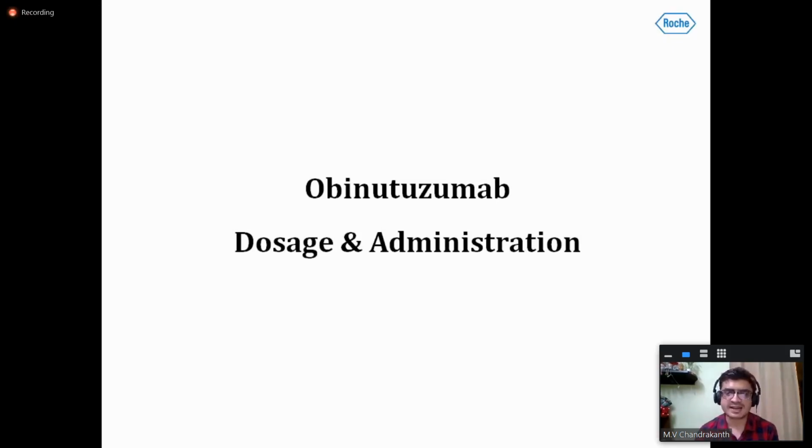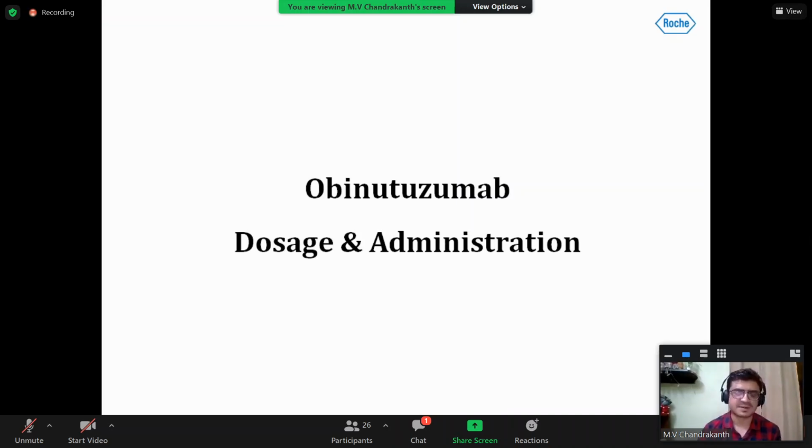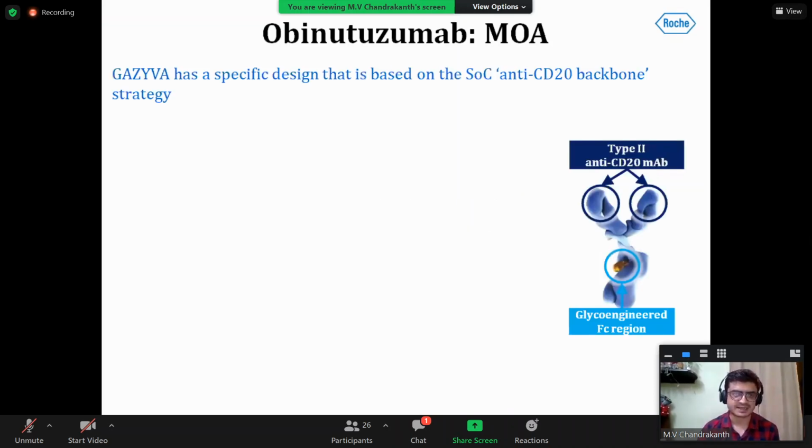Roche has been very handy in developing these molecules, and we have seen success with Kadcyla, the T-DM1 which you see in breast cancer. Again, it's an antibody drug conjugate. So the technology has been mastered by Roche, and this is one of the unique molecules we have, obinutuzumab, which addresses the unmet need of rituximab resistance in hematological malignancies. With this in the background, let's understand what obinutuzumab is and how different it is from the garden variety chimeric rituximab, which we have at present in practice.